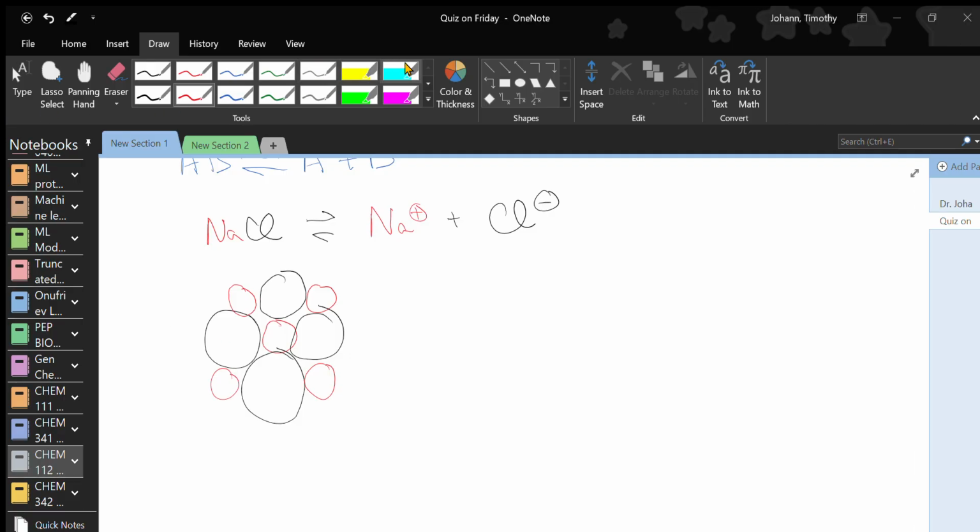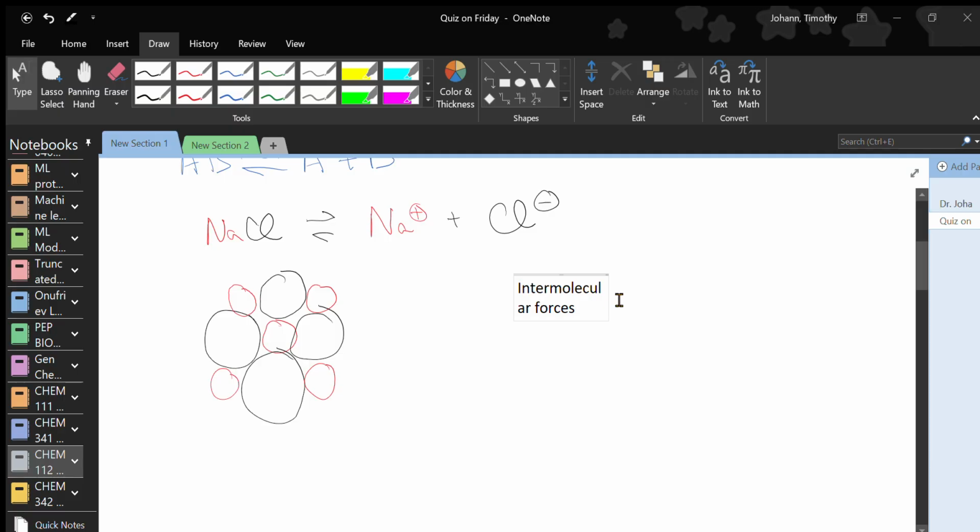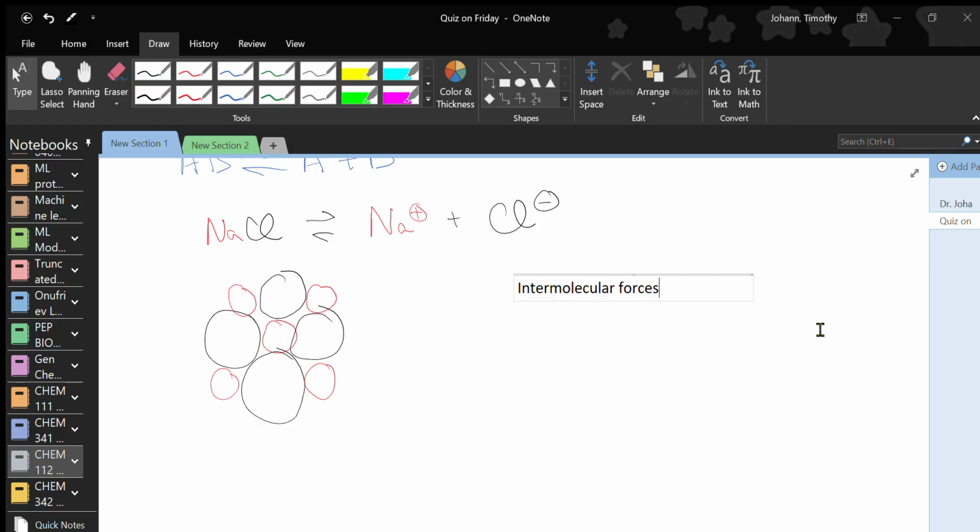Before we talk about how it dissociates, let's think about the strength of those interactions. Before, we talked about intermolecular forces. Your book didn't actually put ionic bonds in there, and the reason is probably because these aren't molecules. They're ions. They're ionic compounds. But let's go ahead and add them to our list anyway. What was our weakest intermolecular force? London dispersion forces.